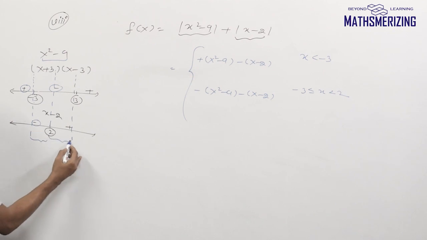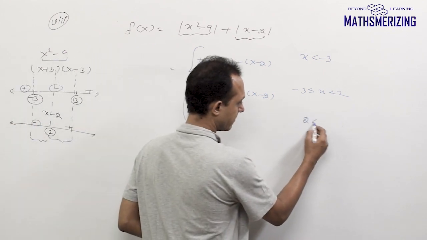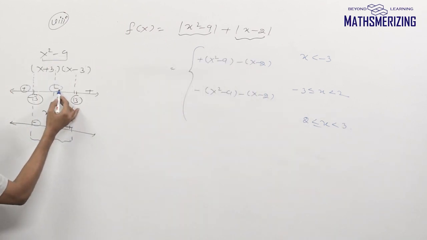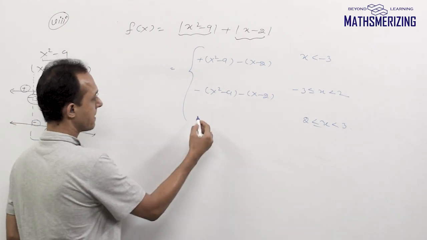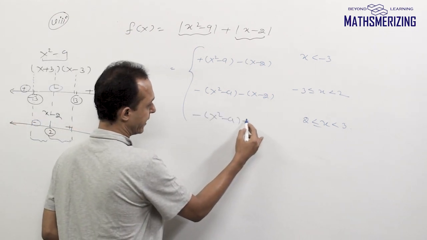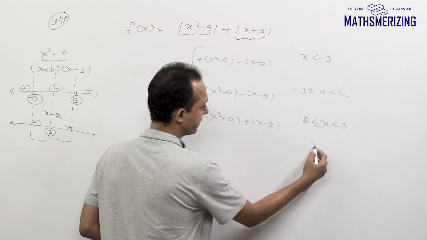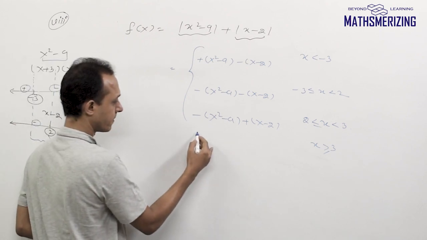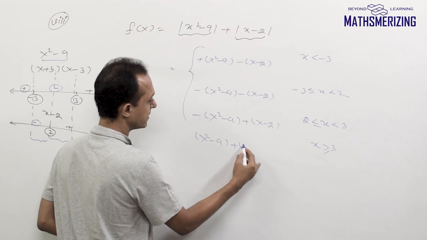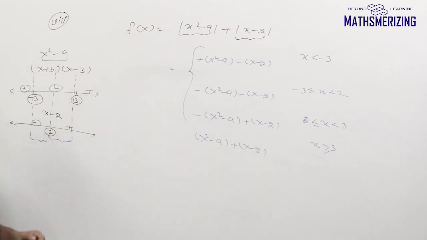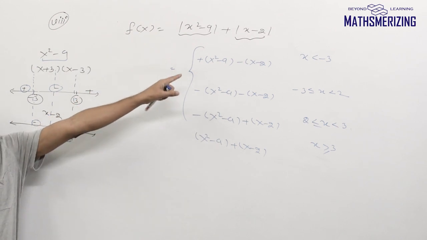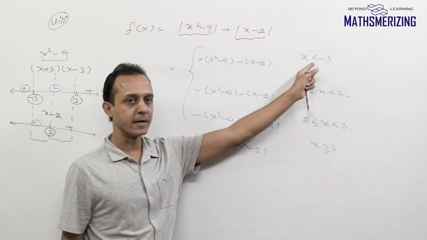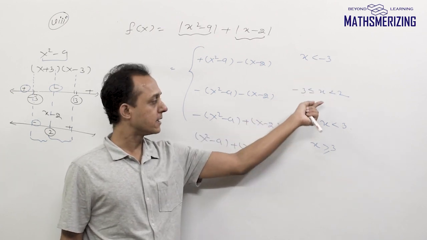And the third interval is between 2 and 3. Between 2 and 3, the first one is again minus, the second one is plus. So I'll write minus x squared minus 9 and then plus x minus 2. And finally, when x is greater than 3, both of them are positive. So this is x squared minus 9 plus x minus 2. Now, because modulus functions and polynomial functions are both continuous, it doesn't matter where I take an equality sign. So I can take the equality sign either here or here. At any point in the inequality, you may take this equality sign.